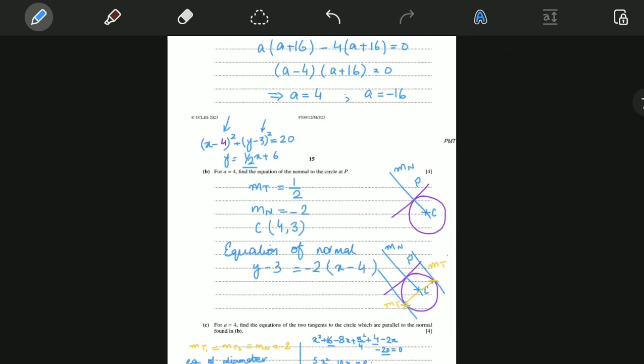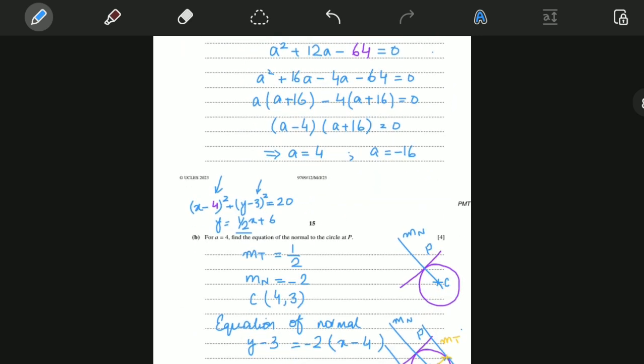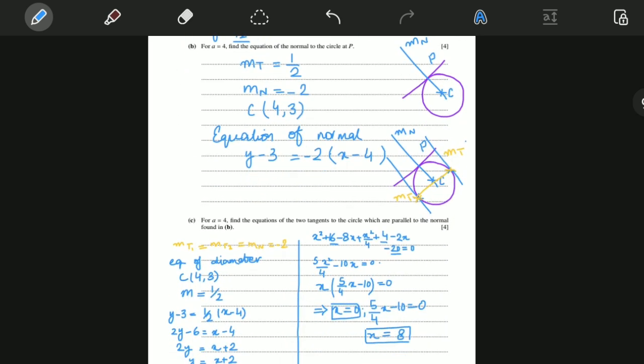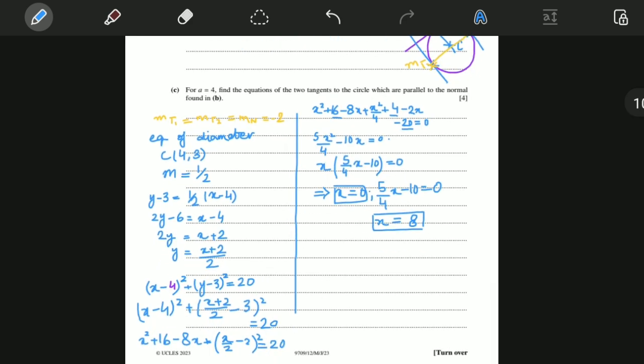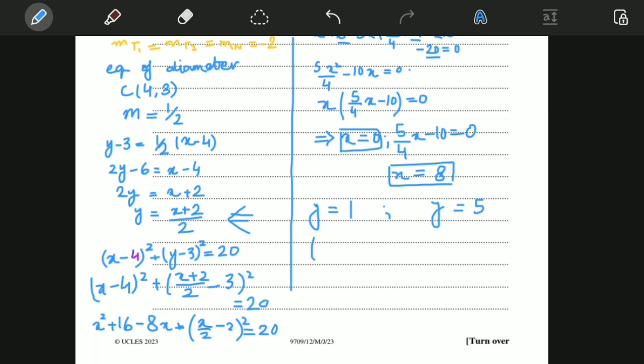Where is y? This is your equation of y. So here you are going to substitute to find the y coordinate. So x equals to 0 will give you y is equal to 1, and x equals to 8 will give you 8 plus 2 by 2, 10 by 2, 5. So you'll be having 2 points, (0, 1) and (8, 5).